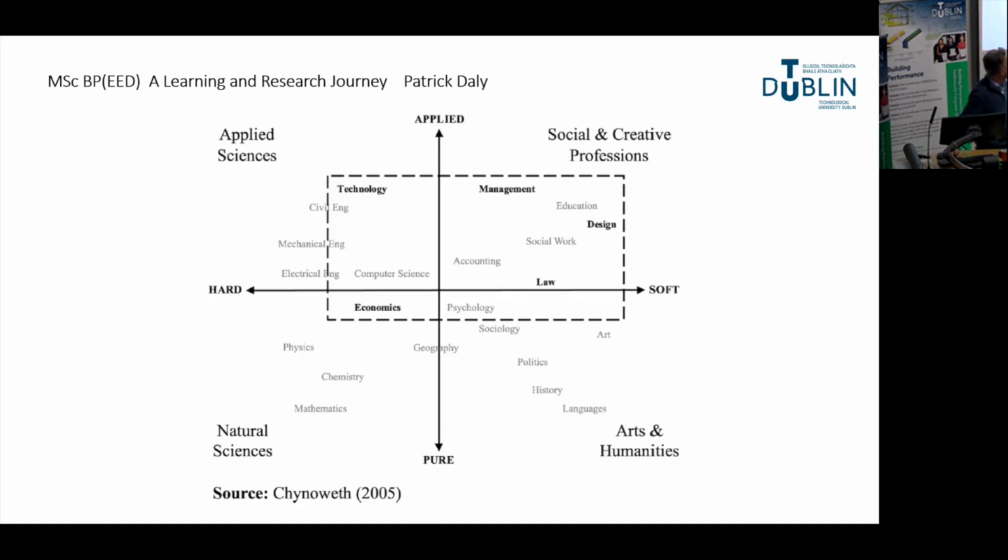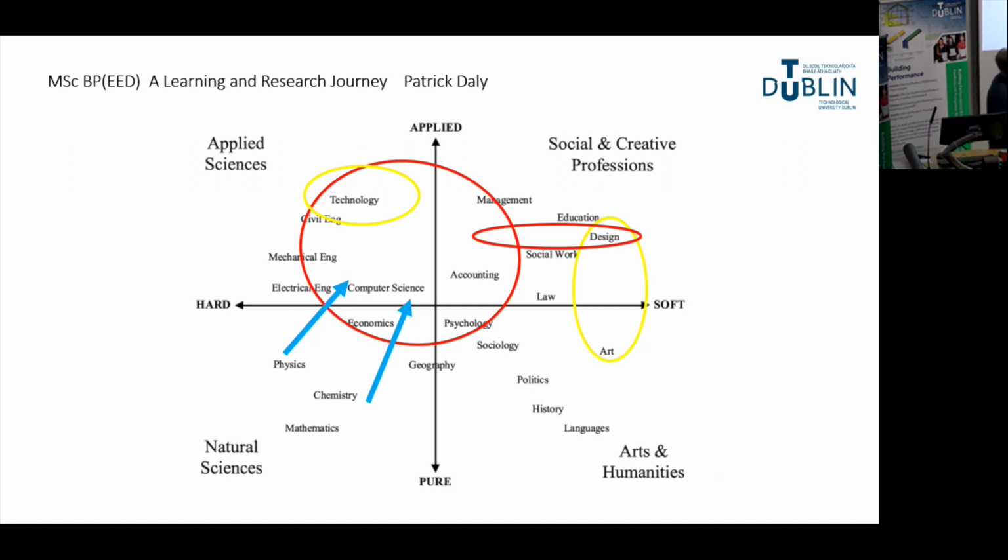I like this. This is a former tutor of mine, Paul Chenoweth. He was trying to map out what's the knowledge sphere of the built environment, and that's his sort of box, that it's in the social, creative, and applied domain. And I was trying to think, well, where are we as a program? So this is my own interpretation.